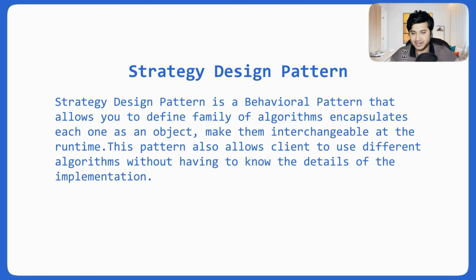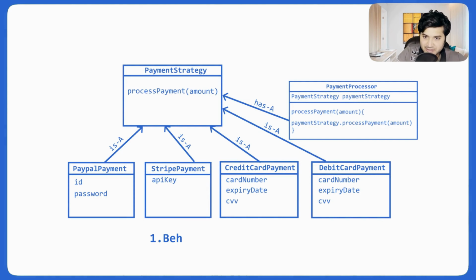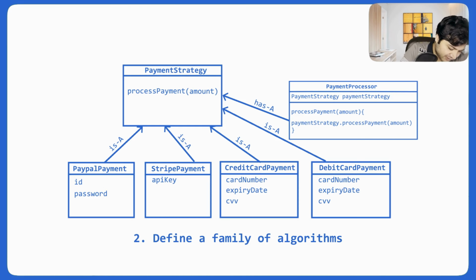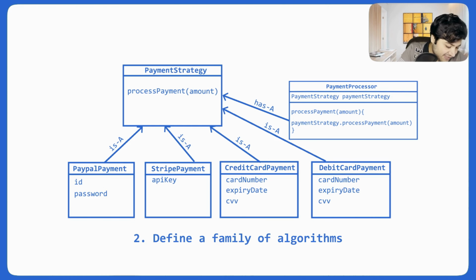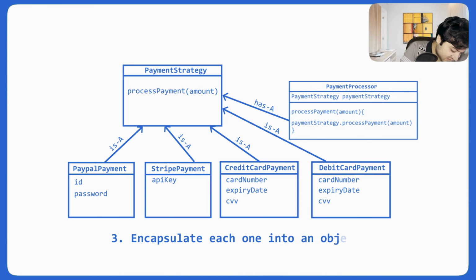I know it's a big definition. Let's break it down into points. First of all, it's a behavioral design pattern. You can see we are changing the behavior. That's why it is a behavioral design pattern. In this, we define a family of algorithms. Have we defined a family of algorithms? Yes, we have. Encapsulate each one into an object. Yes, we have encapsulated each payment strategy, or each algo, into an object.